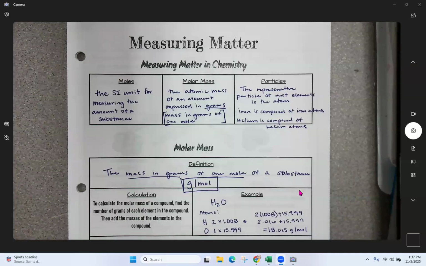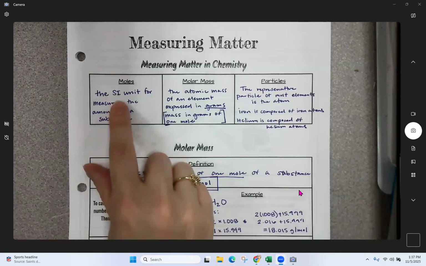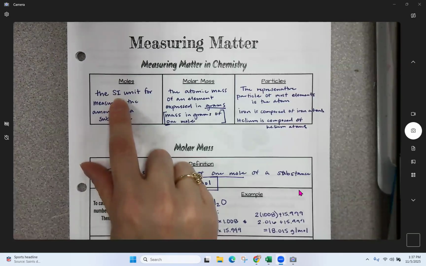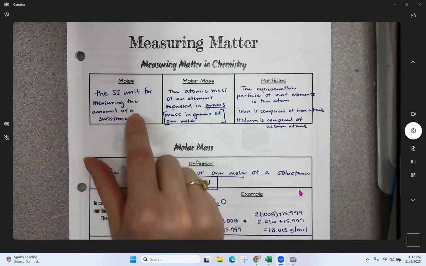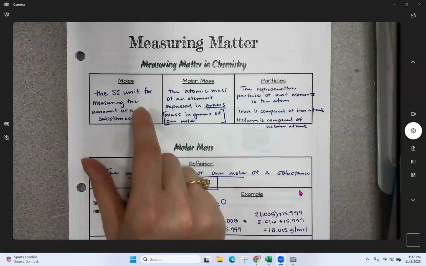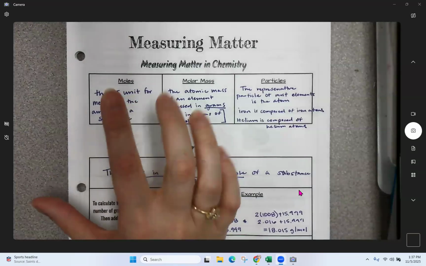Okay, guys, so we are going to talk about molar mass and how to calculate that today. Before we start that, there are a couple of things we need to talk about. We've already kind of talked about moles as a unit, but moles as a unit is going to be our SI unit for measuring the amount of a substance. So if I'm talking about H2O, I'm going to talk about moles of H2O. If I'm talking about carbon dioxide, moles of carbon dioxide. So moles is just that standard unit that we are going to use when we're talking about the amount of something moving forward.